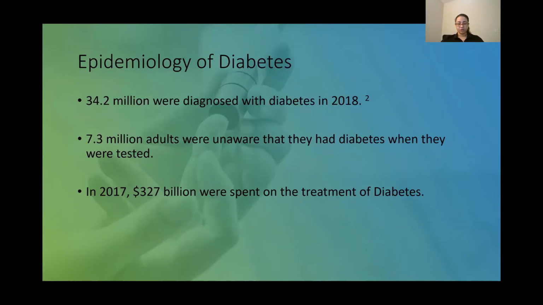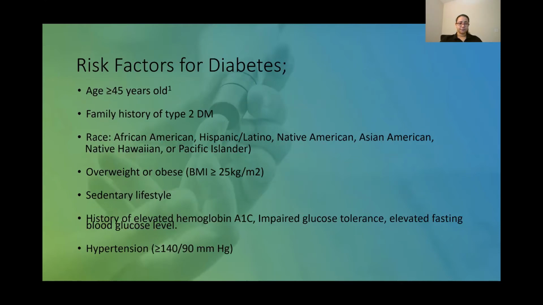Now, for the epidemiology of diabetes, about 34.2 million were diagnosed in 2018 with diabetes. 7.3 million adults were unaware that they had diabetes when they were first tested. In 2017, about $327 billion were spent on the treatment of diabetes.